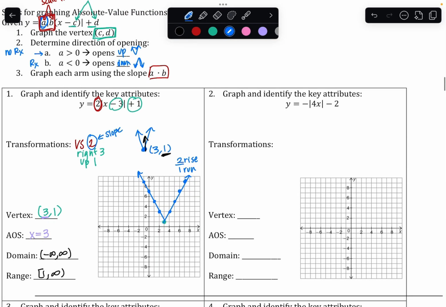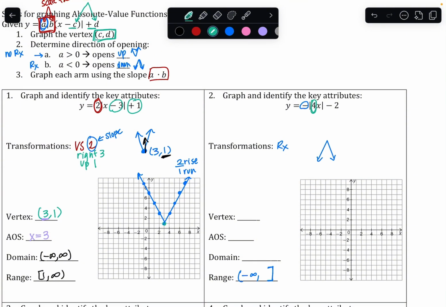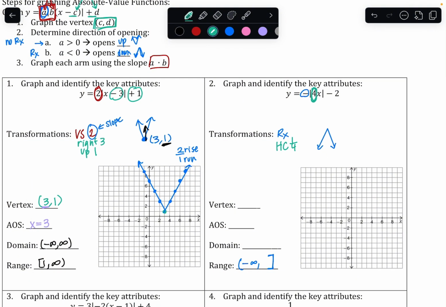Okay, next we do have a reflection across the x-axis, so I'm already picturing it opening down. And I know my range is going to go negative infinity to whatever that maximum y value is. Our scale factor is now inside. And so this is a horizontal, and we would want to say stretch by 4, but it's compression by 1/4. Okay, and then lastly, we have a -2 outside the bar, so that's going to move us down 2.